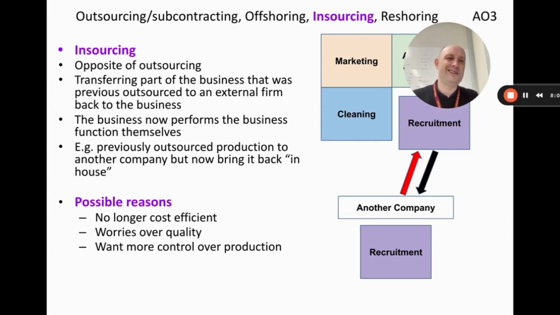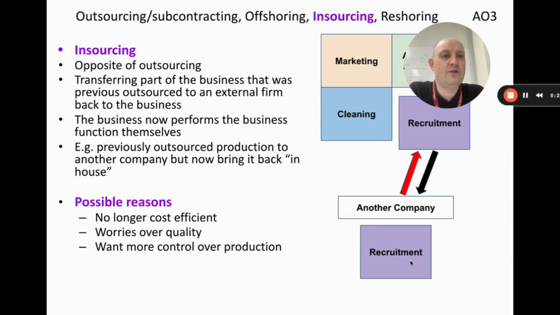So what are some possible reasons? Well, one might be it's no longer cost efficient. So this is similar to the reshoring thing we did earlier. Maybe previously we were outsourcing recruitment because we could save costs, but now maybe the recruitment company has increased their costs, so it's no longer cost efficient, so we might as well do it ourselves.